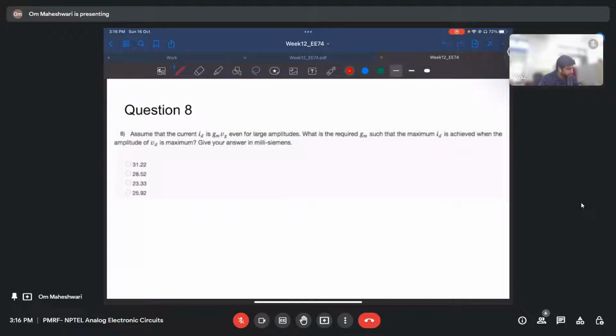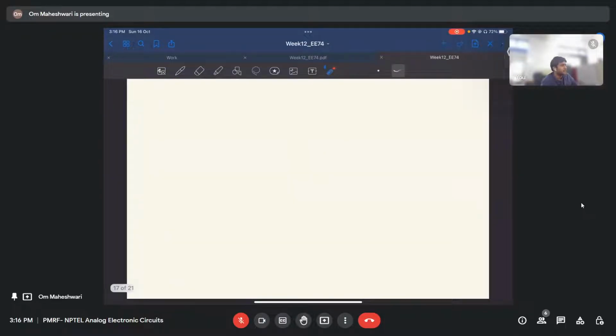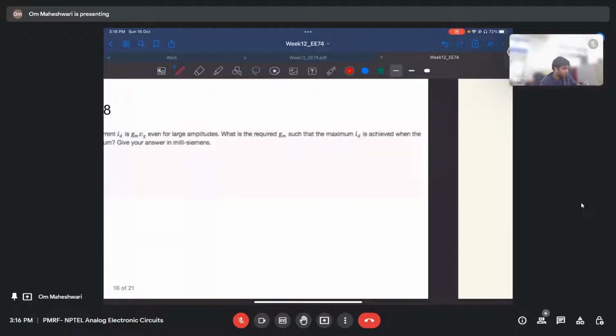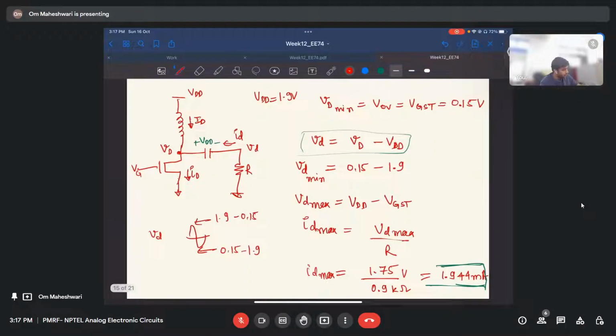Okay. So now what they're saying is that the current ID is GM times VG, and we have to find the required GM for this maximum ID. We know that here ID equals GM times VG. And ID max, we already know, was 1.944 milliampere, and for this value VOV was 0.15 volts, right?